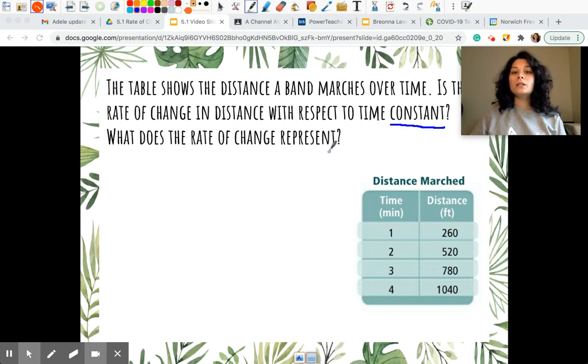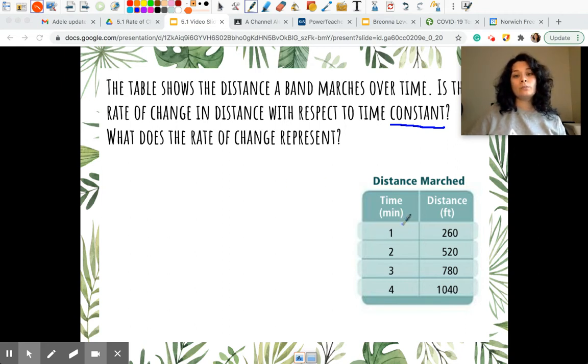So it's important that you're reading the questions thoroughly and answering all parts of the question. Here they're asking us to do not just one thing, but two things. We need to figure out, is the rate of change constant? Meaning, do we get the same rate of change every single time? Is it constantly going to give us the same answer? And lastly, what does the rate of change represent in the context of this problem? Let's go ahead and answer the first question.